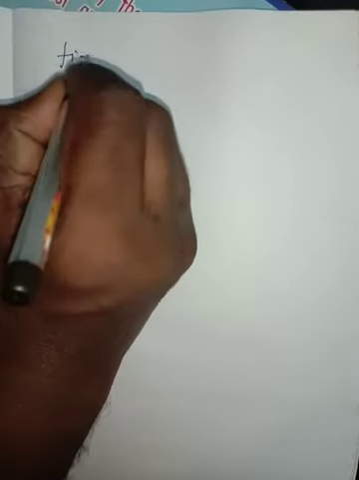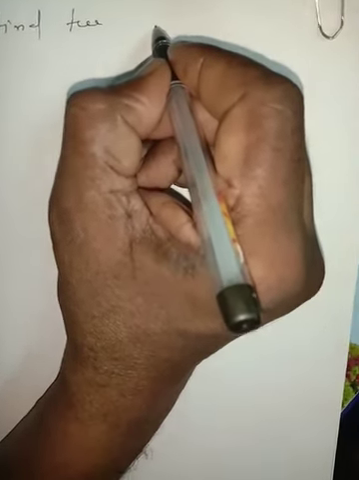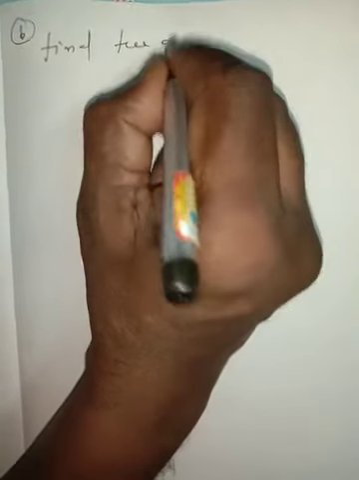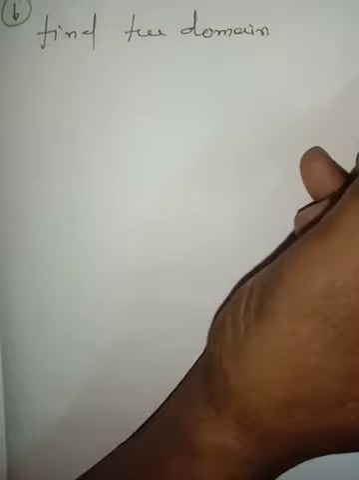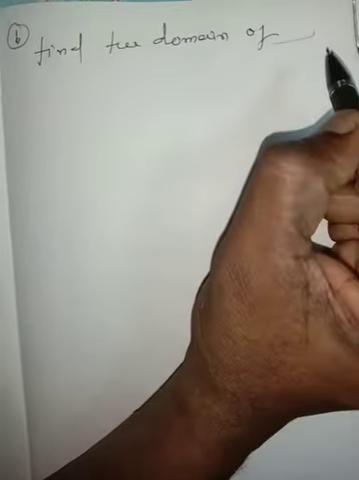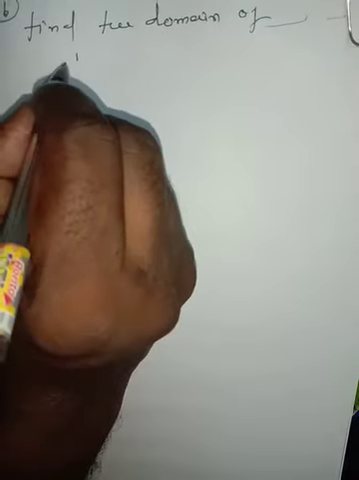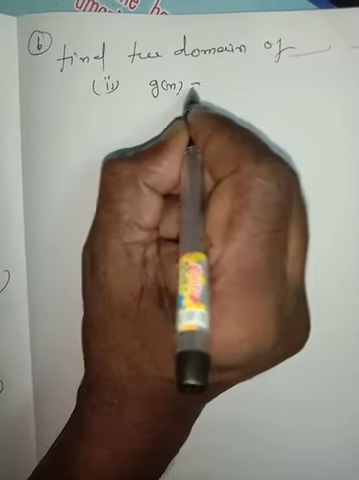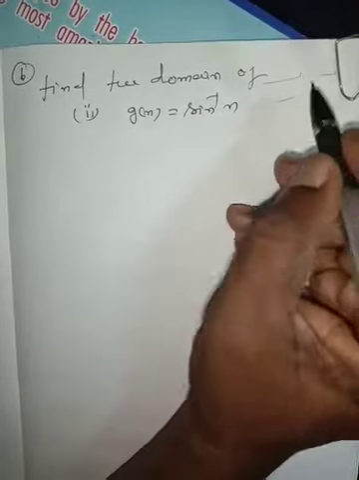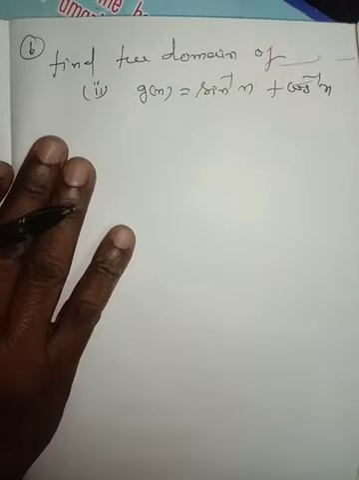First question number 5. So 6. Find the domain of number 1 or 2. 2 is easy one, therefore 2. g of x is equal to sin inverse of x plus cos inverse of x.